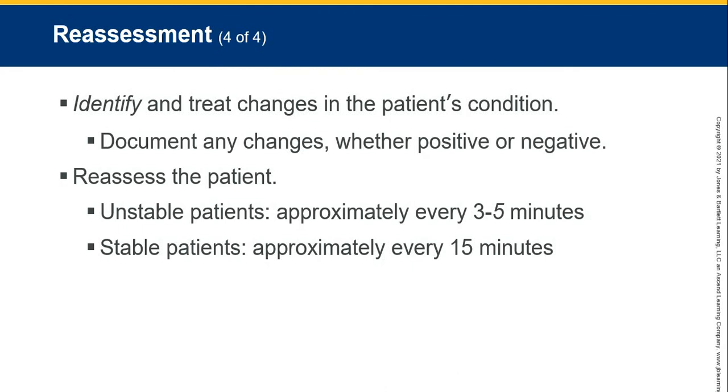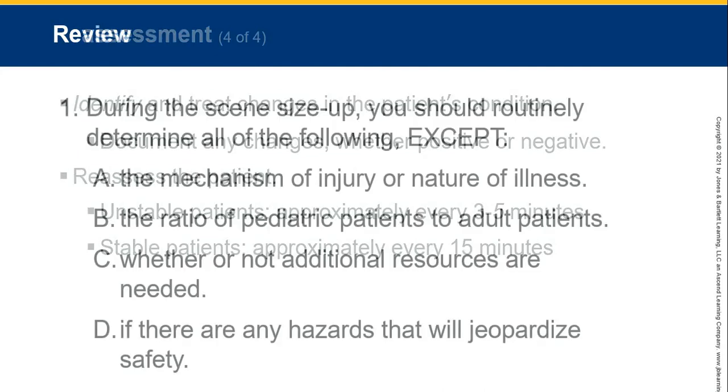So as I said, identify, which is why you repeat that primary assessment, the ABCs, and then treat the changes in the patient condition, and then document any changes. Did they get better after oxygen? Did they get worse? All that needs to be documented. So, like we said before, for the unstable patients, at the very least every 5 minutes, but every 3 to 5 minutes. All right, for stable patients, every 15 minutes. Always reassess those vital signs, trend those vital signs.